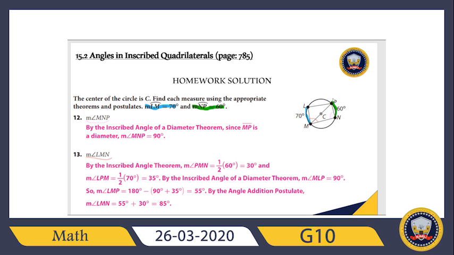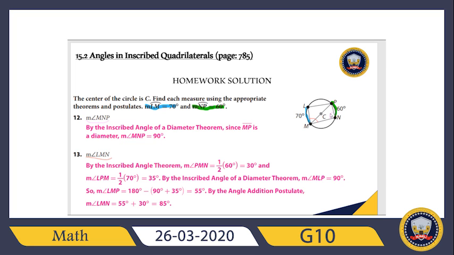Starting from the angle MNP, we can directly see that this segment MP is passing through the center of my circle, and we said from the inscribed angle of the diameter theorem that the inscribed angle in this case is 90 degrees. Great. Now let's move to the second one, which is the angle LMN.